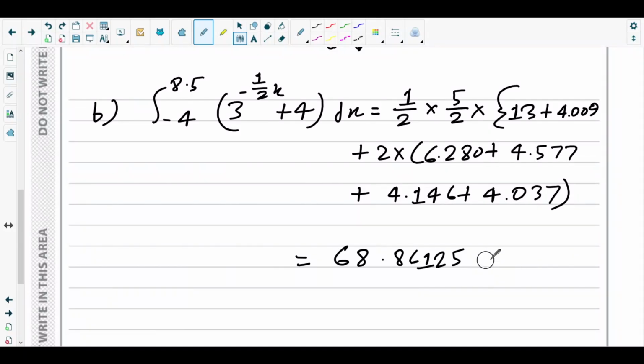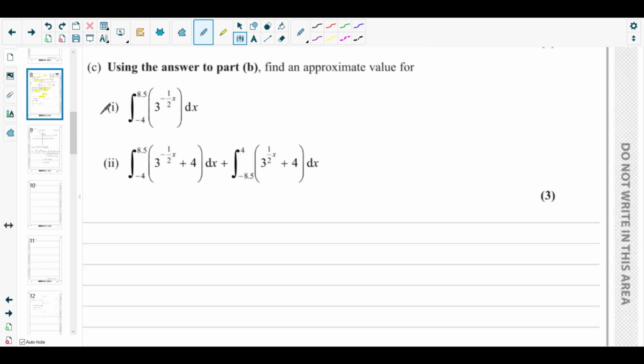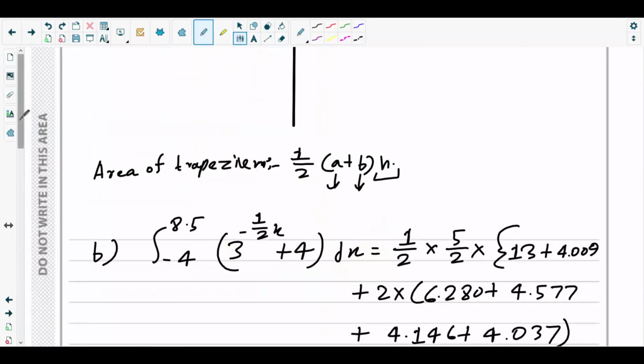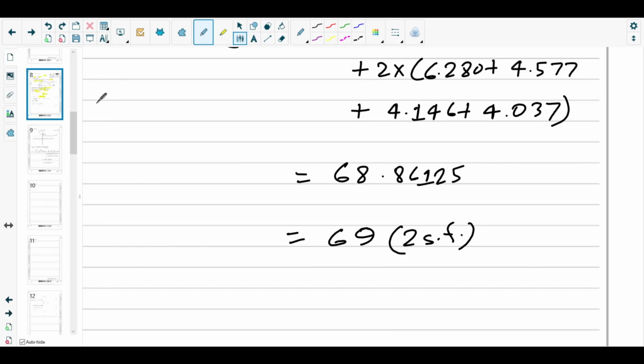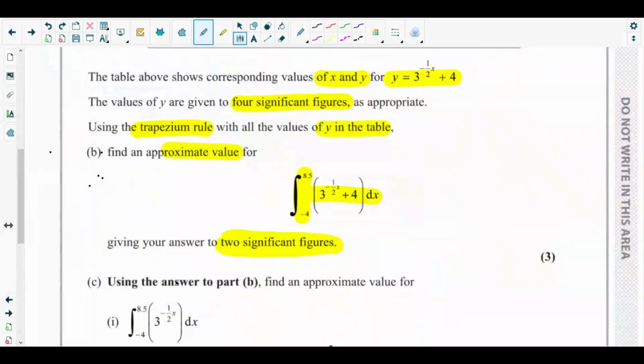This is not the area. This is just the value for the integration, so no need to write the unit squared. 68.862. They wanted how many significant figures? I guess two significant figures, isn't it? So in that case, it will be 69, right? 69 to two significant figures. And that's what part B of question number 4 has asked for. Okay, next is part C.